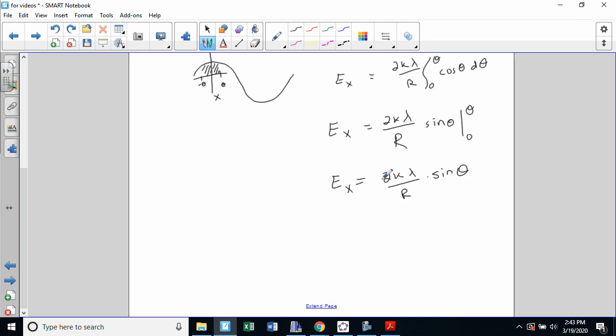Looks great. The last thing I would do is substitute for that lambda. Lambda is the ratio of overall charge to length. So let's go ahead and substitute that in. Ex is 2kq over r times L times the sine of theta. Okay, so that's our electric field in the x direction for an arc of charge at the center of that arc: 2kq over RL times the sine of theta.